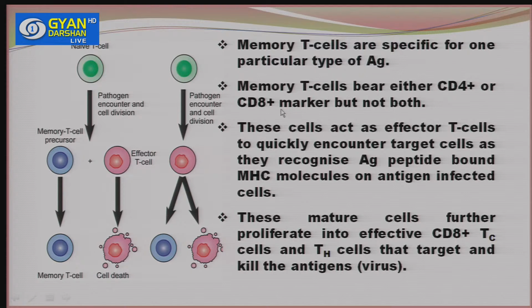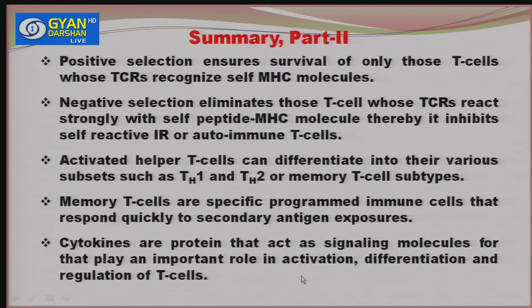So your memory cells have only CD4 positive or CD8 positive markers, but not both. These mature cells further proliferate into effective CD8 positive cytotoxic T cells and T helper cells that target and kill the pathogens.